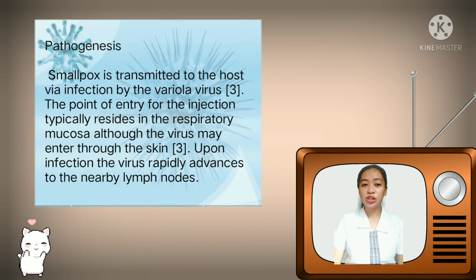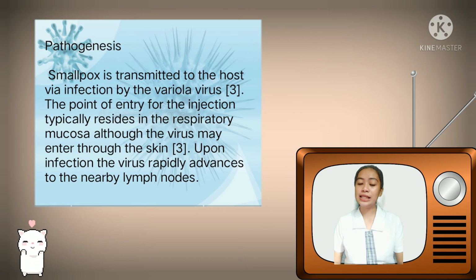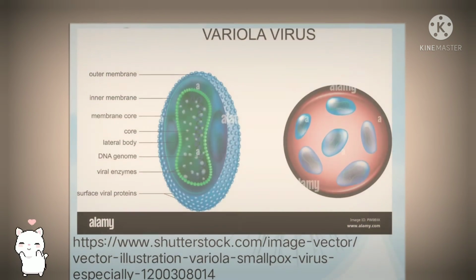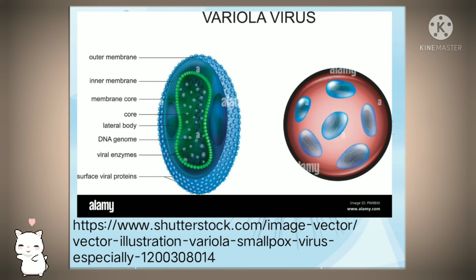Smallpox is transmitted to the host via infection by the variola virus. The point of entry for the infection typically resides in the respiratory mucosa, although the virus may enter through the skin. Upon infection, the virus rapidly advances to the nearby lymph nodes. This is the structure of smallpox virus caused by variola virus. We have the outer membrane, the inner membrane, membrane core, the lateral body, the DNA genome, the viral enzymes, and the surface viral proteins.